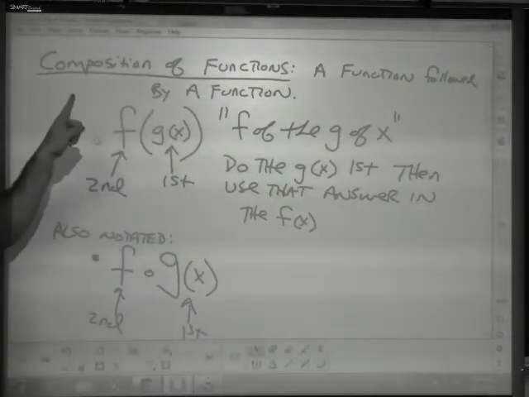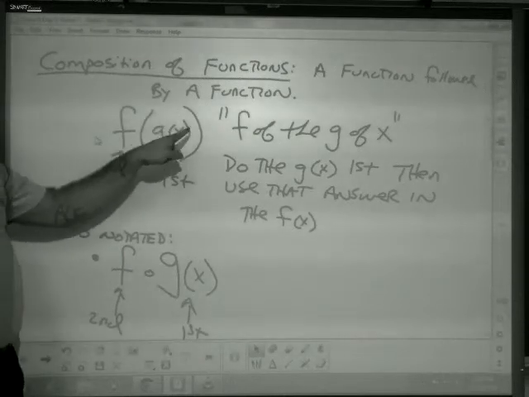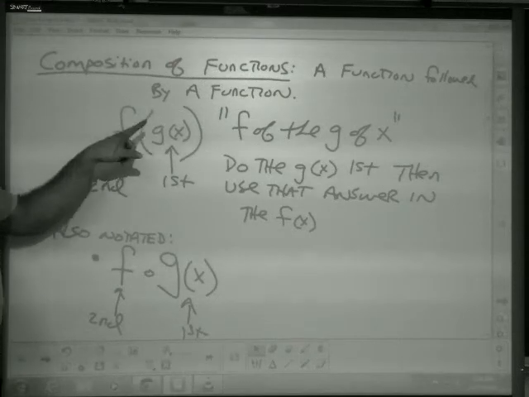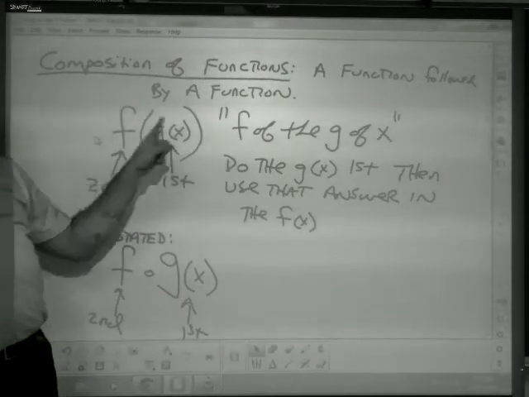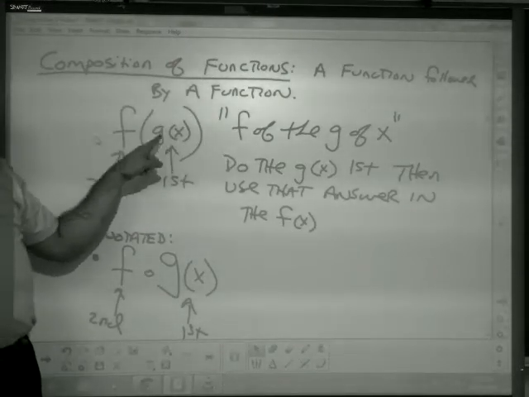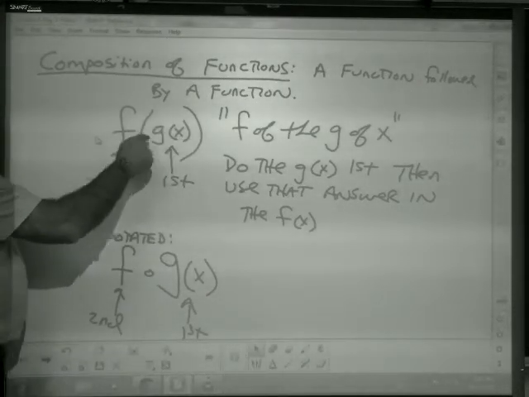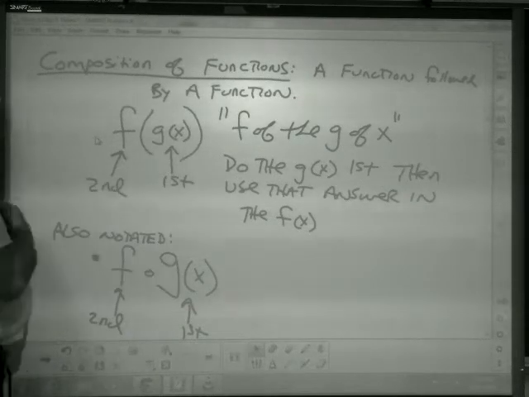All right? So the g of x inside with a big set of parentheses outside with an f. We read this as the f of the g of x. Instead of saying like f of 5, it's the f of the g of x.